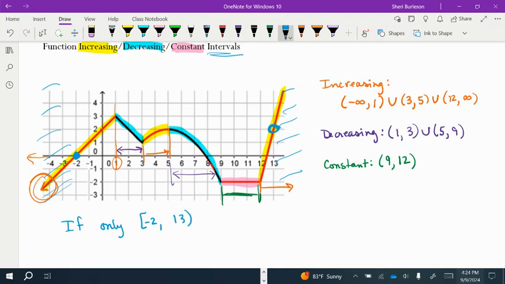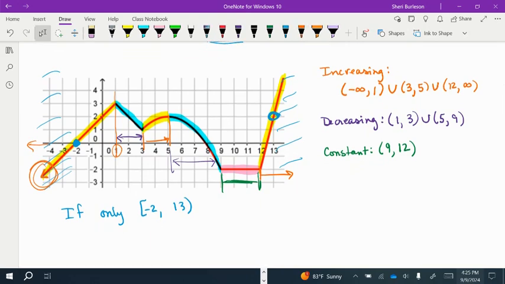So now instead of having an infinite domain for this graph, I am only looking from -2 to 13. So now the only ones of these that are going to change, my increasing, is the only one that goes outside those boundaries. So now if we are only on this domain, I'm going to do that in green and blue, then our increasing intervals are not going to go from -infinity to +infinity.